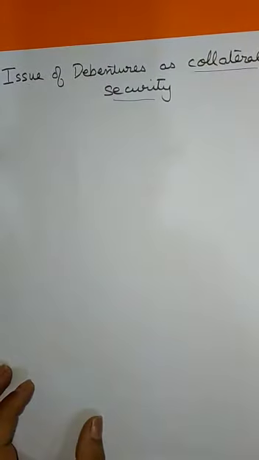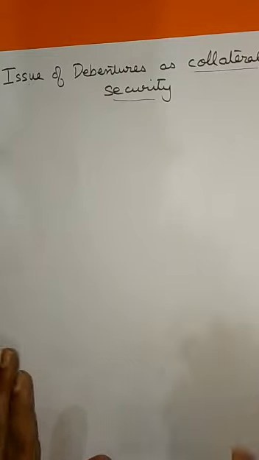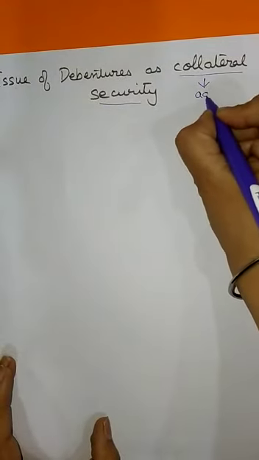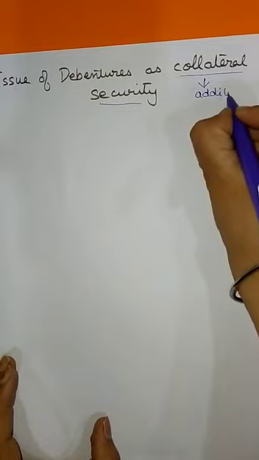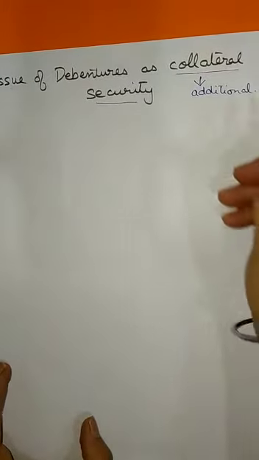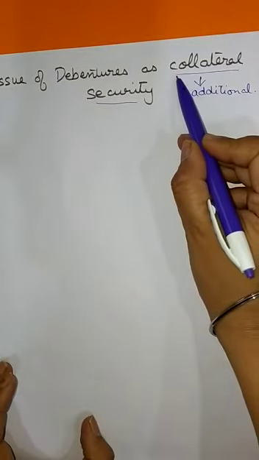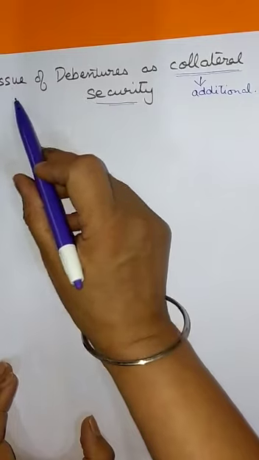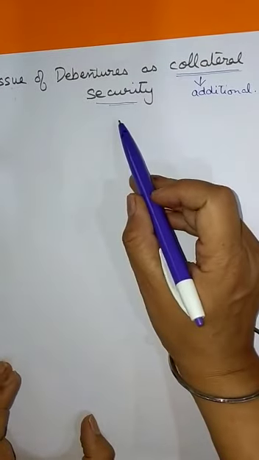Whenever a loan is raised from a bank, something has to be mortgaged. When the primary security, the thing which is given as mortgage first, falls short, then additional, that means collateral security, is given. When debentures are given as additional security, that topic is termed as issue of debenture as collateral security.